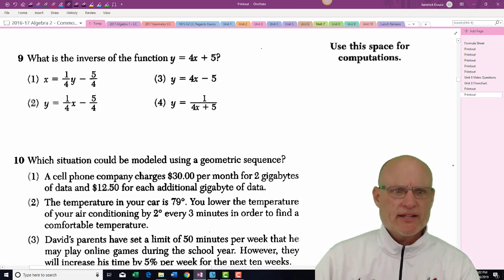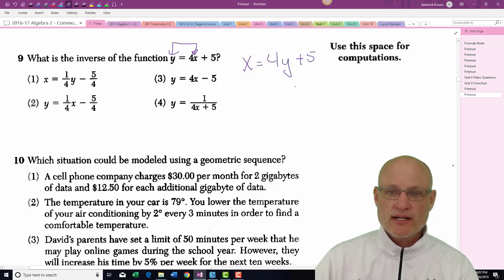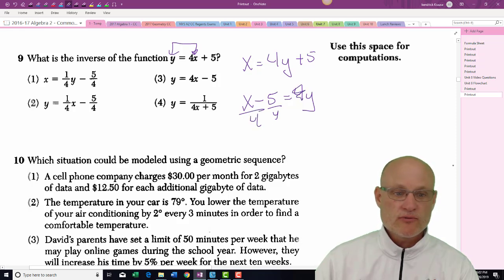Inverse. Oh my God, that's it? Okay, first step in finding an inverse, switch x and y. So I get x equals 4y plus 5. Bring the 5 over, I get x minus 5 equals 4y. Divide by 4, divide by 4, and I get y equals 1/4 x minus 5/4.